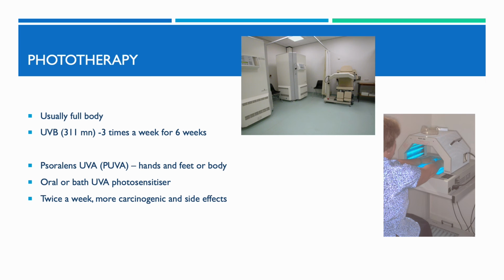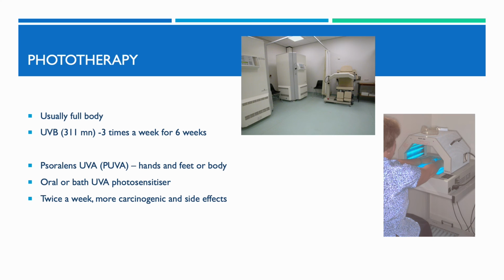Phototherapy can be a very valuable adjunct to treatment that's not being adequately controlled by topical treatment. And we usually treat the full body. There are several types of light that are used, but the most frequently used is 311 nanometer ultraviolet B, sometimes called narrowband UVB. And this is delivered usually in a stand-up phototherapy box, which you can see illustrated there.